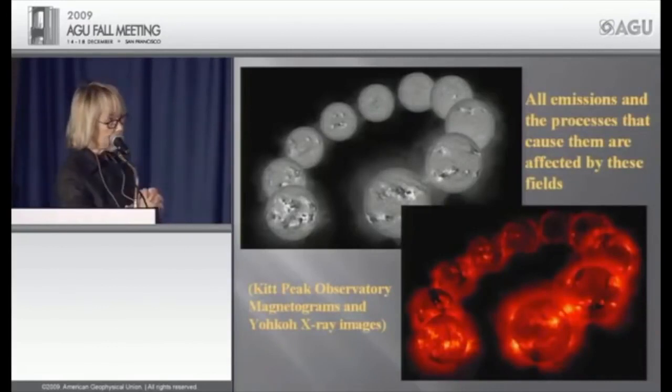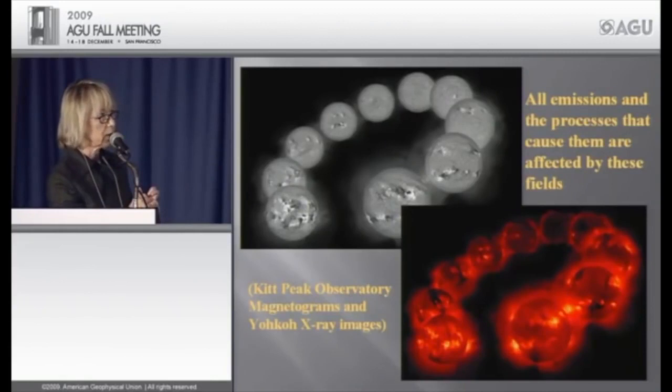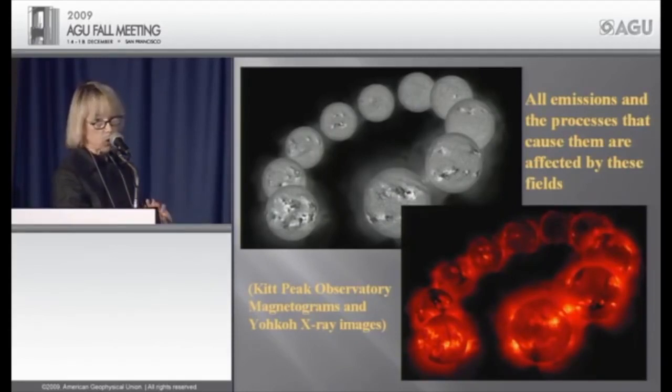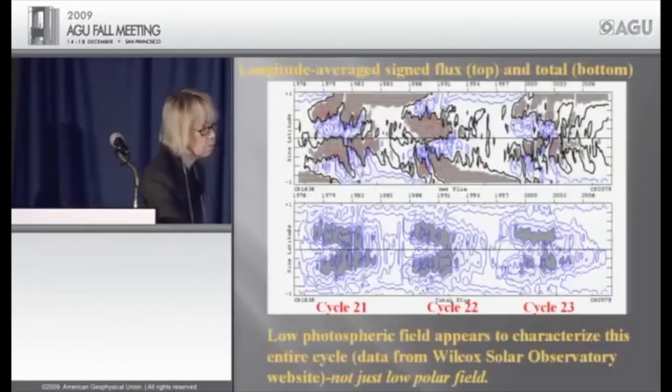And you've probably all seen this nice sequence of Yohkoh images in soft X-rays and the corresponding magnetograms that just reinforce the fact that all processes that we know about on the sun are affected by the pattern and presence of these magnetic fields and their cycle.